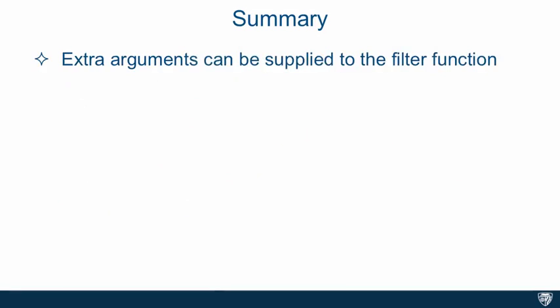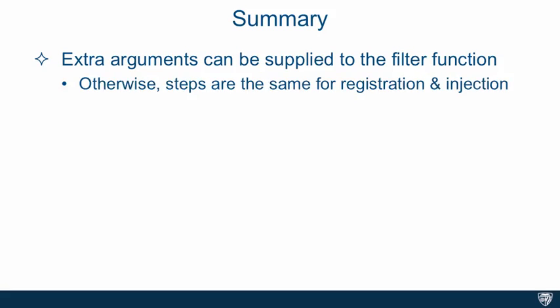Now you can also create custom filters that take some extra arguments besides the actual input that the filter will work on. In order to do that, all we have to do is specify those extra arguments on the actual filter function that we specify inside of our factory function. Otherwise, the steps for the rest of the procedure are exactly the same. It's the same registration and the same injection if you want to use it inside of your JavaScript.